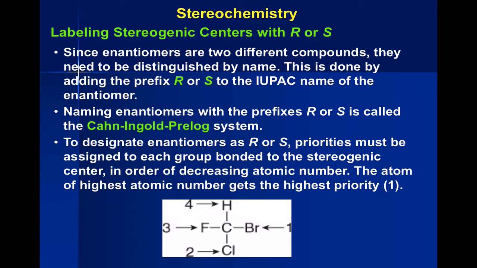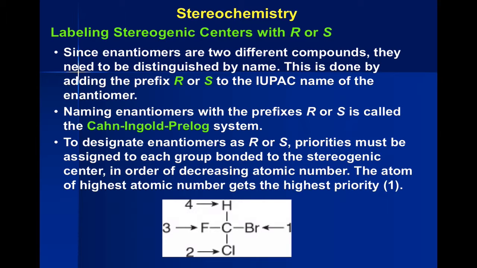And we're going to use some rules that come from the so-called Cahn-Ingold-Prelog system, or I call it the CIP system. Okay, and it's really pretty straightforward, but it is some stuff that you're going to have to kind of commit to memory. And so to designate an enantiomer as R or S, you're going to have to identify the priorities on the chiral carbon. You're going to have to prioritize what's attached to it. Okay? And the first rule is based on atomic number.